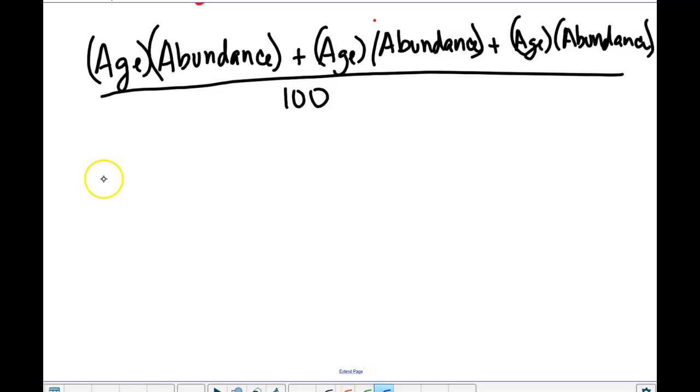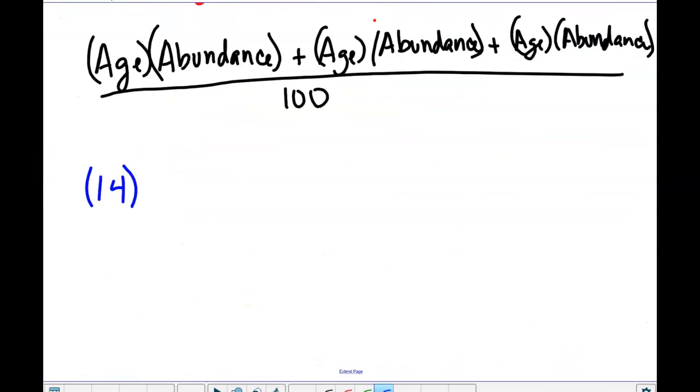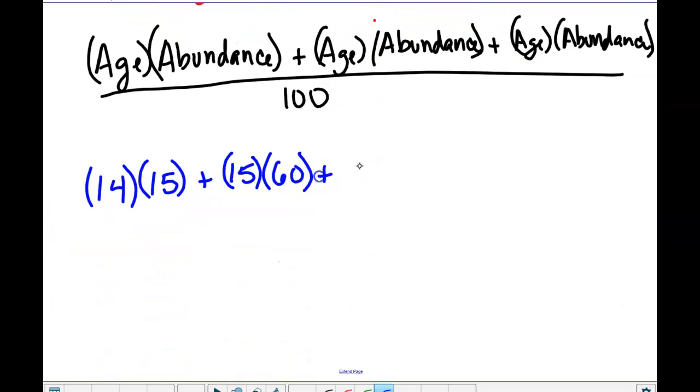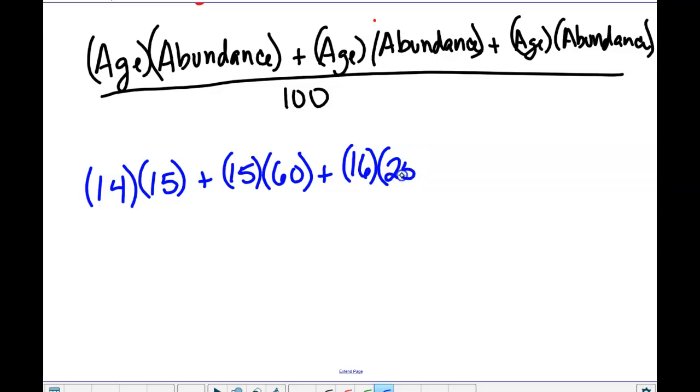So our first age is 14. And we're going to see up here that that's 15% plus our next age, which is 15. And that's going to be times 60%, right? I'm going to just go back and check. And then we're going to have plus 16 times our abundance, which is 25%, all out of 100.